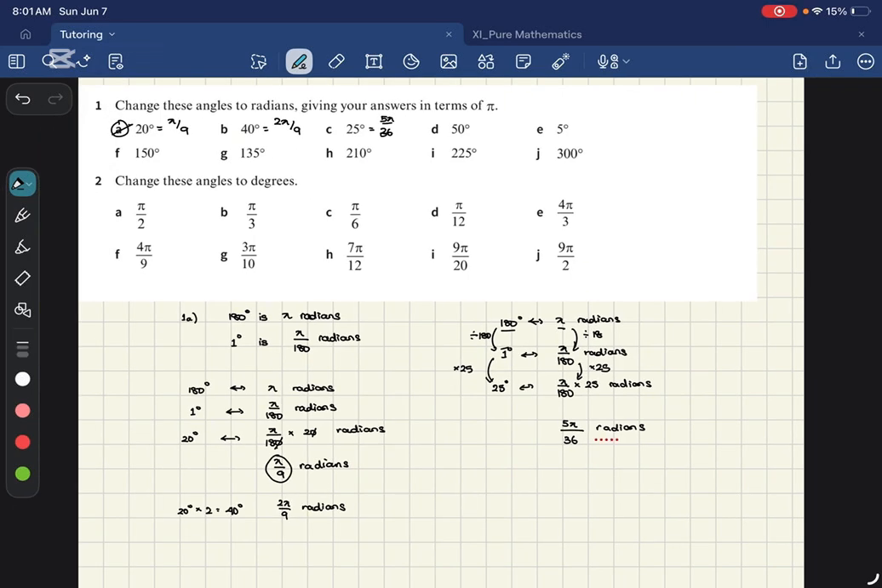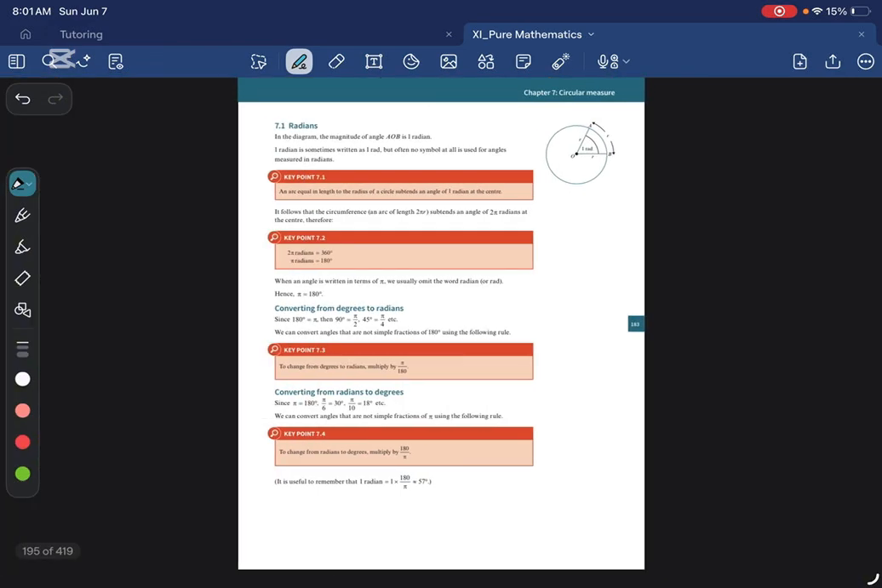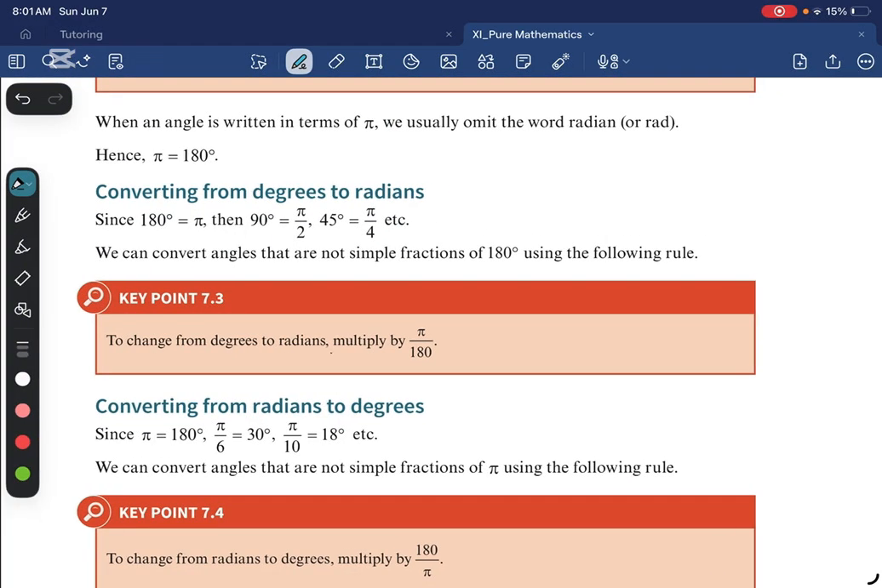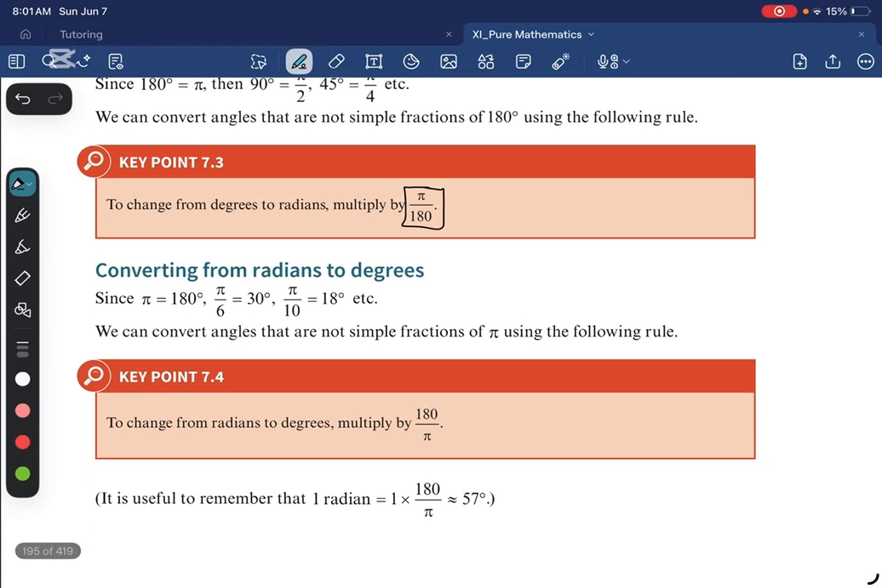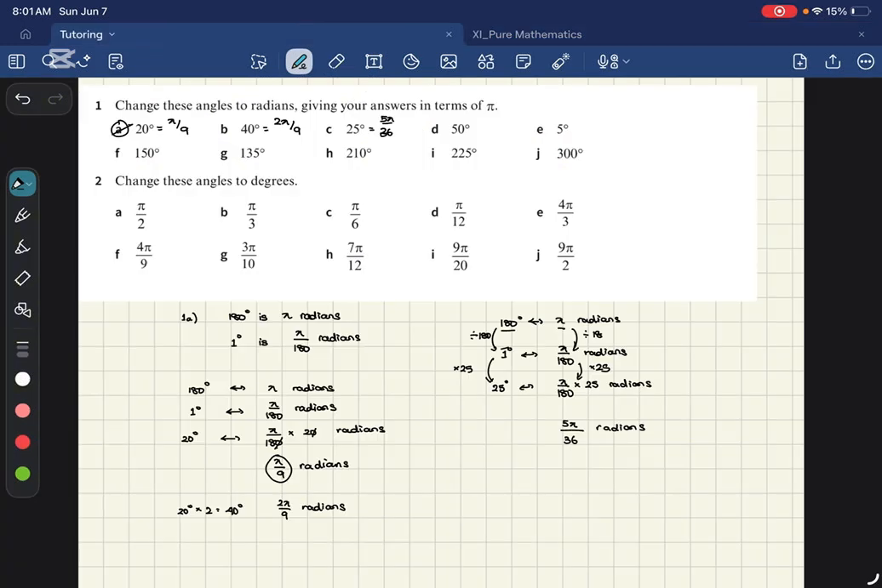Or you could follow the textbook. They just give you directly how you can convert. So to change from degrees to radians, we multiply by pi over 180, right? To change from radians to degrees, you multiply by 180 over pi. So you can follow this, or you can just do it like this as well, whichever you find easier.